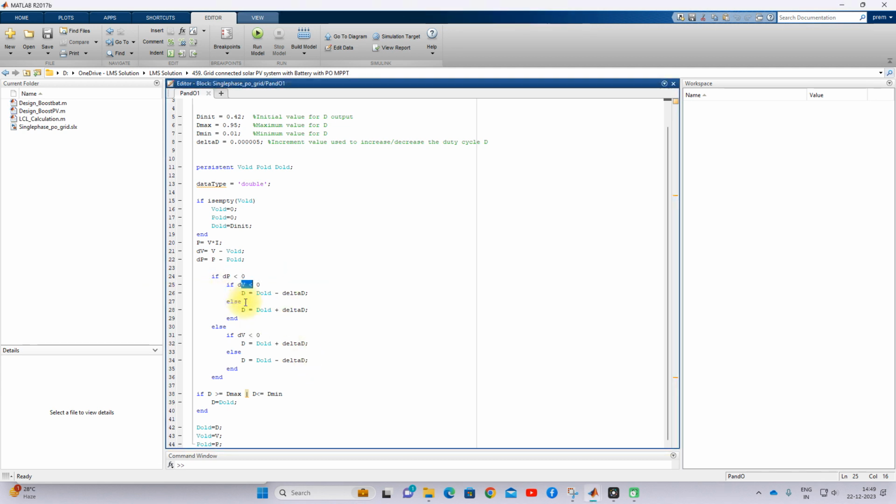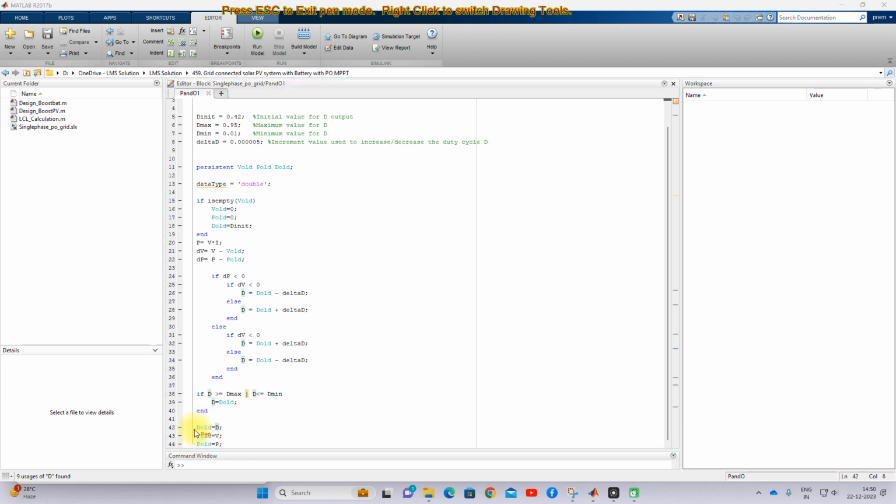After calculating the duty cycle value by using these conditions, the next process is to check whether the D value is within the maximum or minimum. If it is within the limit, no problem, we use that duty cycle. If the calculated duty cycle is more than D max or less than D min, then you have to keep the current duty cycle equal to the previous duty cycle. After calculating the duty cycle, the next process is to override the previous instant values with the current instant values, and this program keeps on executing every sample time for calculating the duty cycle.